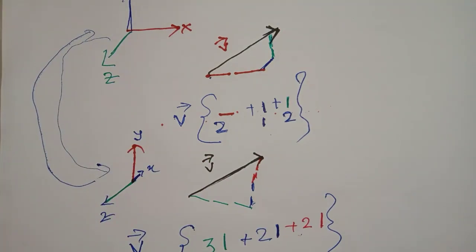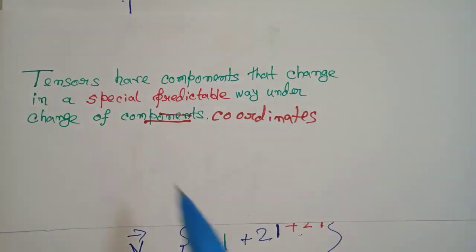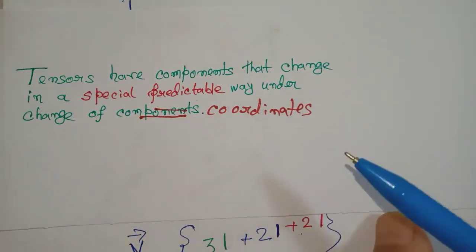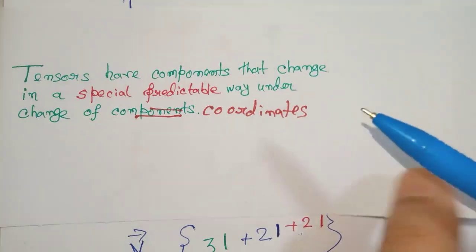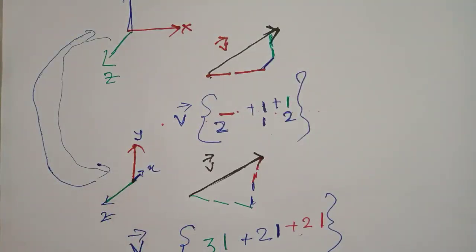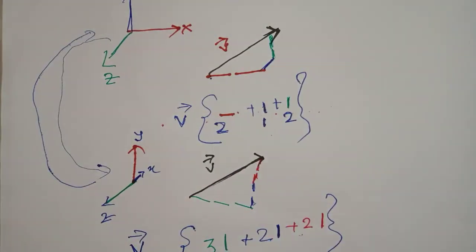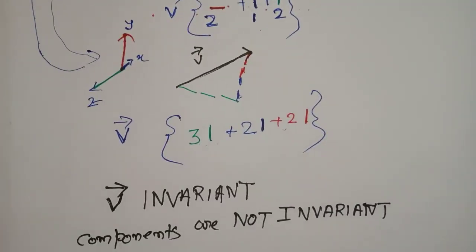And as I have mentioned in the earlier definition, the tensors are components that change in a special predictable way under the change of coordinates. That means this prediction of how much 3 and 2 will change can make our calculation easier, and that is exactly what we are going to see in this part of the video.